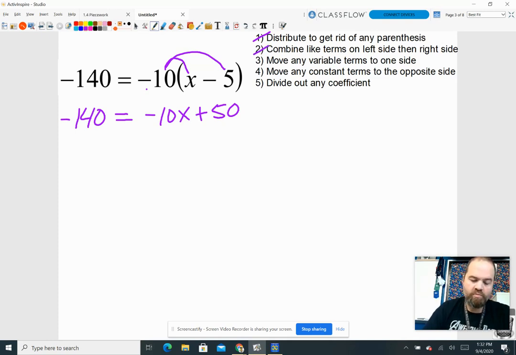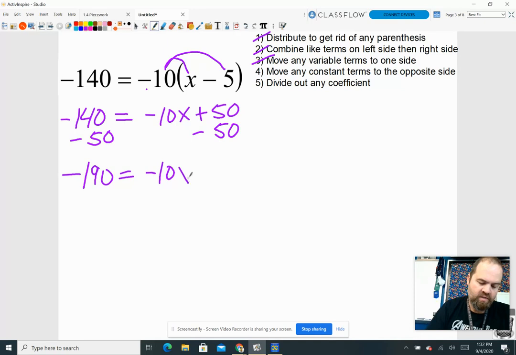Move any variable terms to one side, it's already all on one side. Constant terms. All right, I have a constant term over here with the variable. I need to move that guy. Get rid of it. So I'm looking at negative 190 equals negative 10x. Again, that last step, divide out any coefficient. Divide negative 10, 19 for my x.